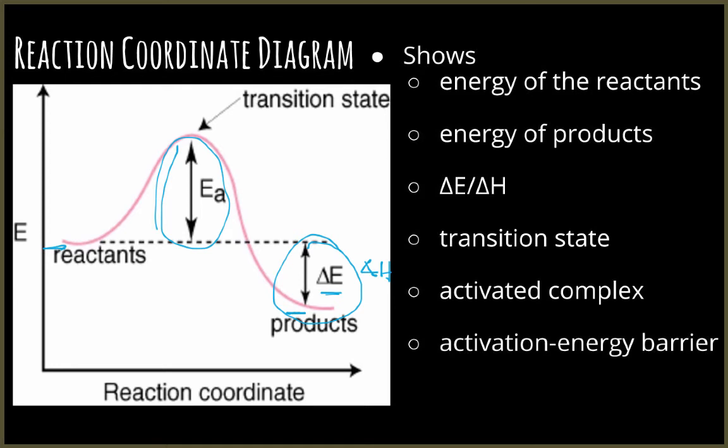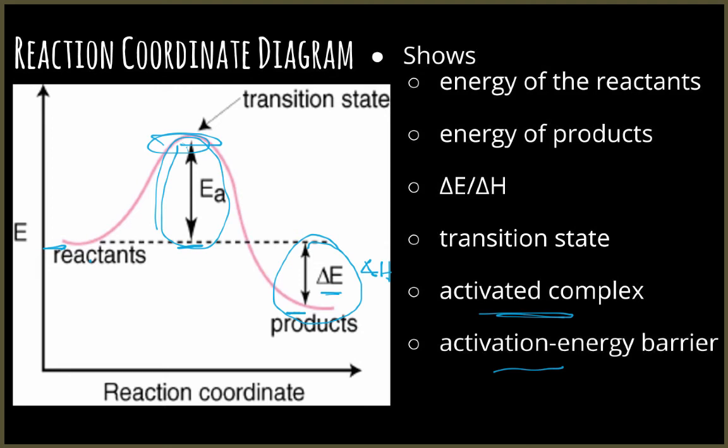It shows us the transition state. The transition state is at the top of the energy hill. That's where the reactants are starting to transition to products. The activated complex is the complex that is present at the transition state as the reactants transform back into the products. And then like we said, we already talked about the activation energy barrier. That's our difference between the reactants and the top of the energy barrier.